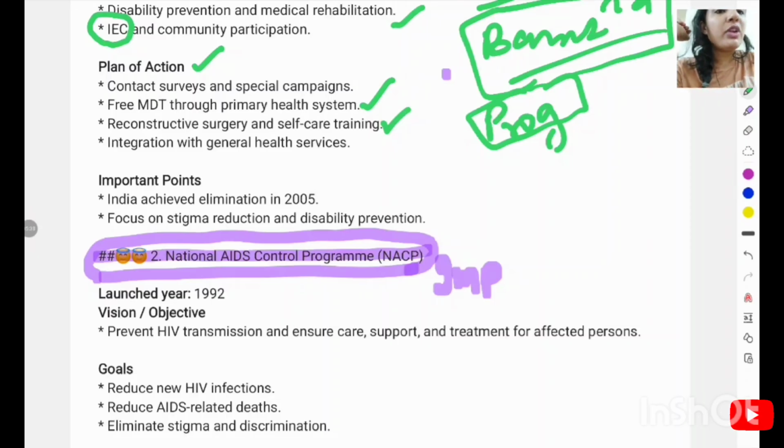Through this whole program, India eliminated leprosy in 2005. This is one of the important points, it can come in MCQ also. Focus on stigma reduction and disability prevention.